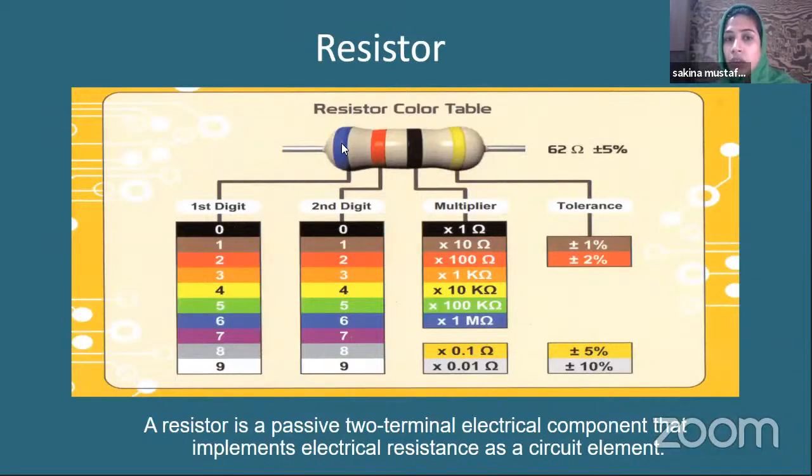So these stripes, this color table, these stripes on the resistors help us to find out what is the value of the resistance in ohms, whether it is 1 ohm, 10 ohms, 100 ohms, or K ohms, like this, it is able to understand. So this resistor, we are going to use it.